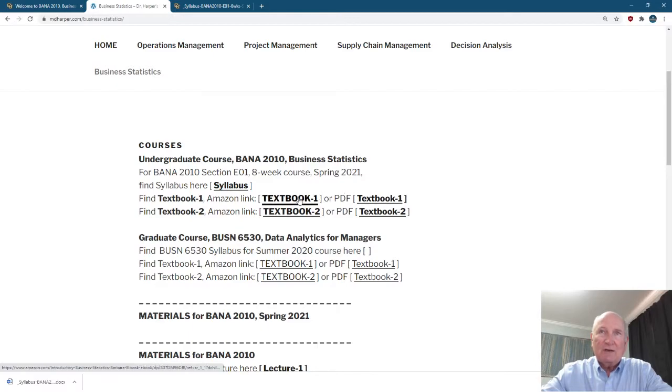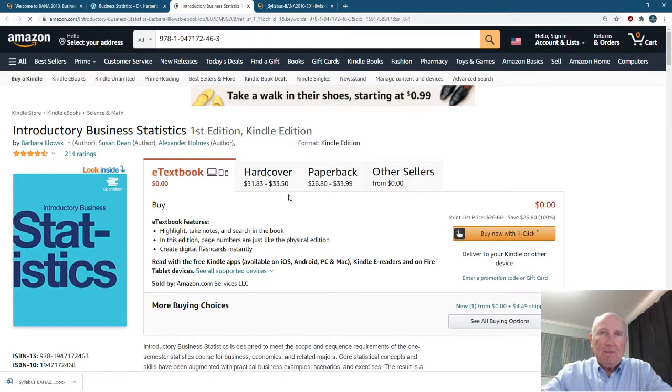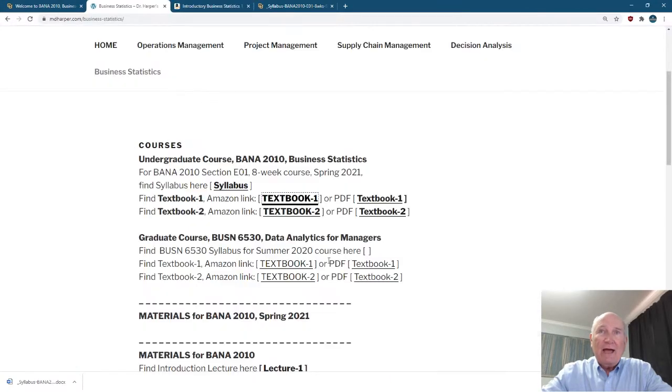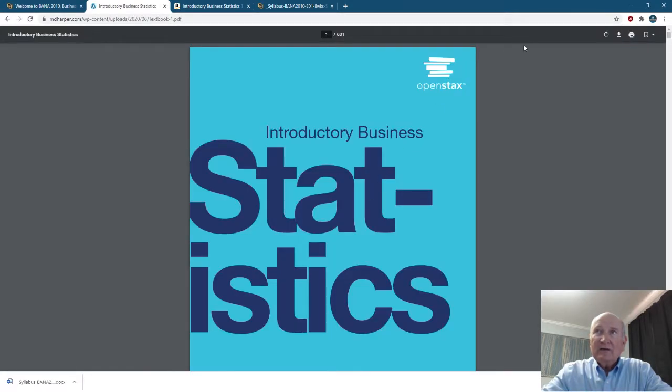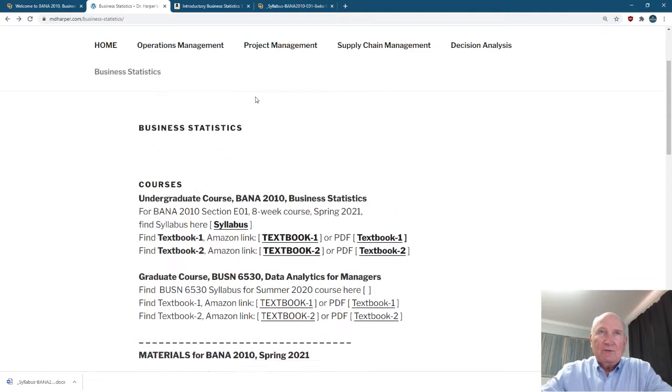And over here, the textbook. Now, textbook 1 is what we'll be using in this course. Click textbook 1, and you can actually order it from Amazon. Or if you go back, you can actually download the PDF. Here you can come up and download the PDF and actually have a copy of it. So that's the text, and all this will be on the website.